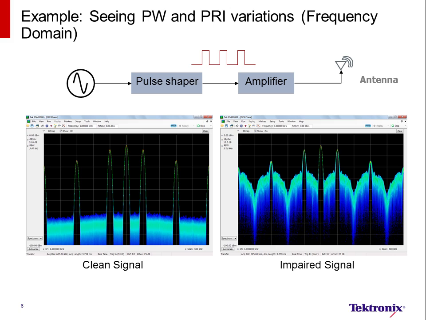As we saw previously, the effects of pulse width and PRI can be seen not only in the time domain, but in the frequency domain as well. On the signal on the left, you can see the clean signal with several very clear spectral lines. On the right, you can see the impaired signal. In this case, we've lost a lot of dynamic range because PRI is changing so drastically. We'll see these signals again later on in the presentation as we make measurements with other kinds of tools.